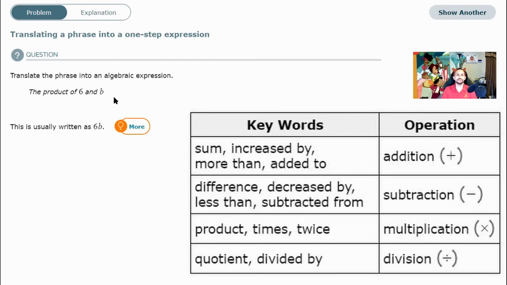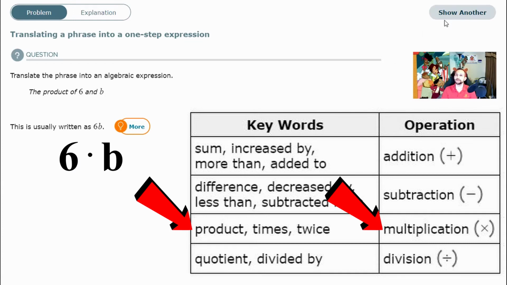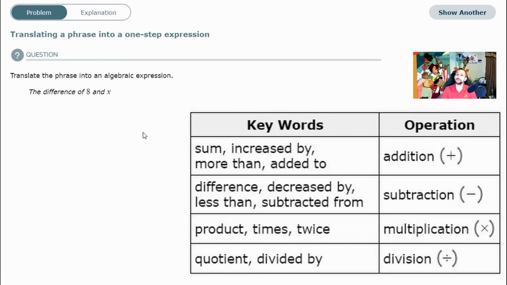The product of 6 and b. The phrase product also implies multiplication, so this will simply be 6 times b. All right, here's one people get hung up on, the difference of 8 and x. Because the difference implies subtraction, the order is important since in subtraction, the order matters. 4 minus 2 is not the same as 2 minus 4. So here, our first number we see is going to be the number we write first, and we're going to be subtracting the second number from it. So here, 8 minus x.